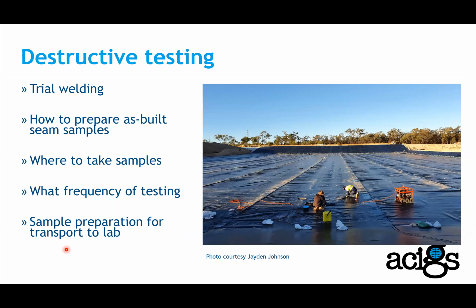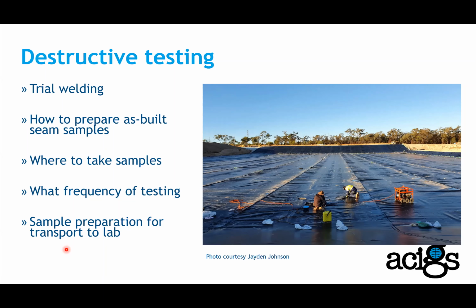Let's talk about destructive testing here. So on site, as we place the geomembrane material, for example, we do a lot of trial weldings, and how to prepare the as-built seam samples. That's another important decision to be made. Where to take these samples from, and what frequency of testing should be considered for the destructive testing, and also sample preparation for transfer to the lab. So these are the factors that we need to consider when we are deciding on the destructive testing.